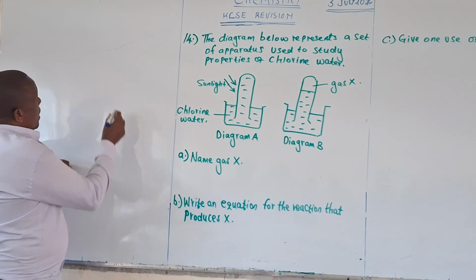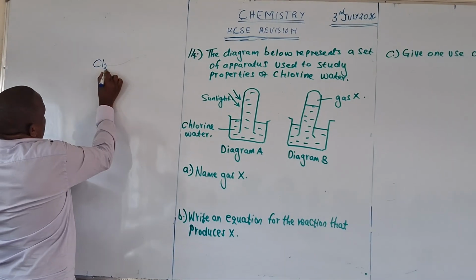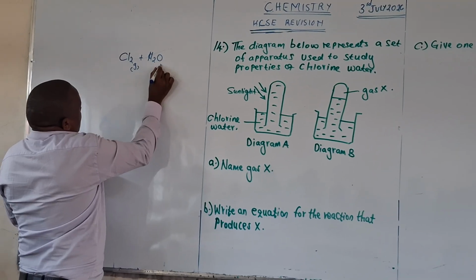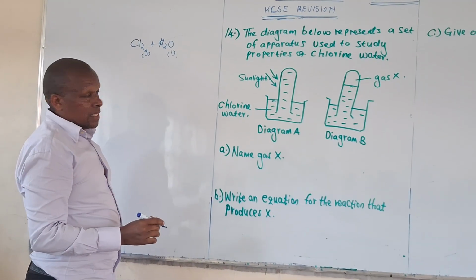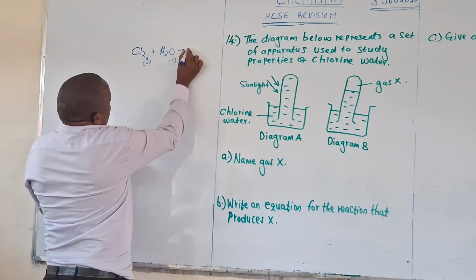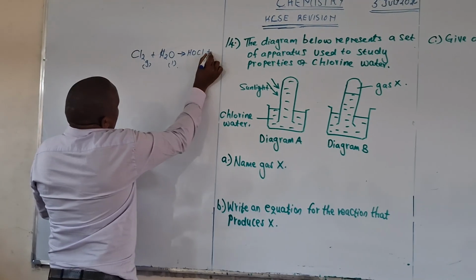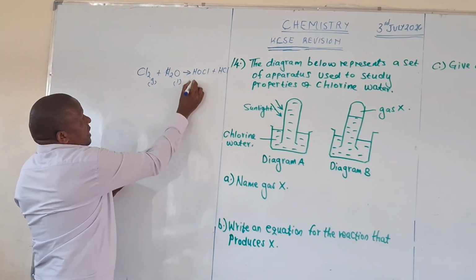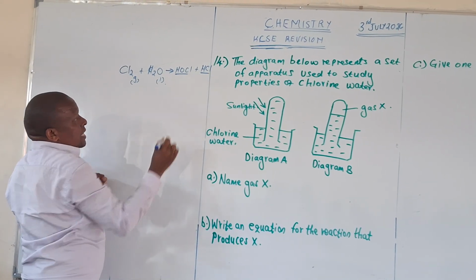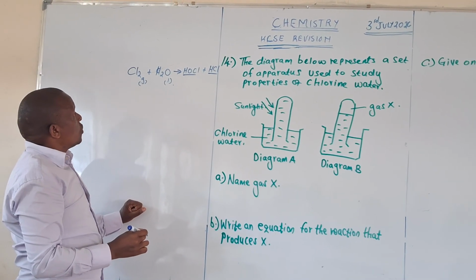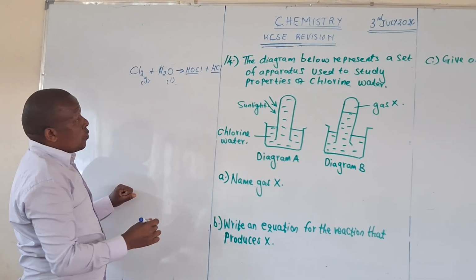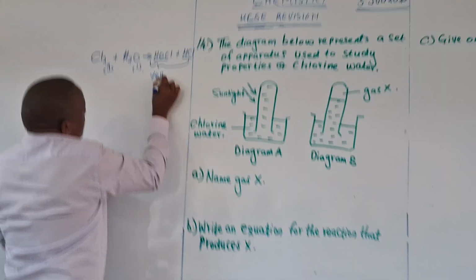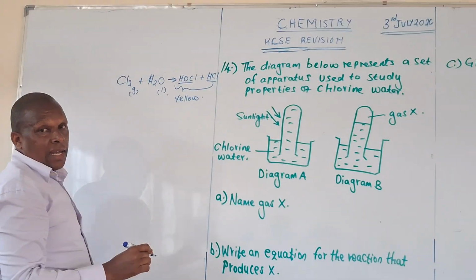Now, we have chlorine, our gas. It can react with water to give a mixture of two compounds, HOCl and HCl. So we have a mixture of two acids. This is known as chloric 1 acid, and this is known as hydrochloric acid. These two acids, when mixed together, appear yellow in color.